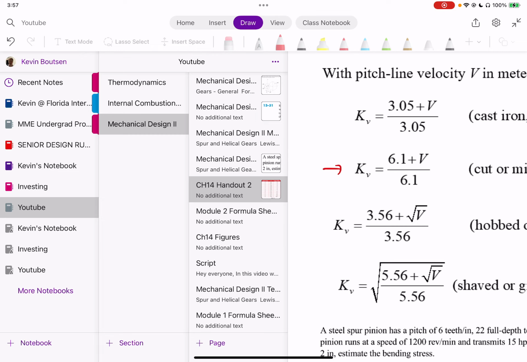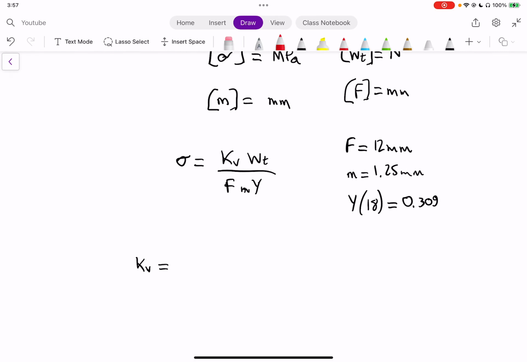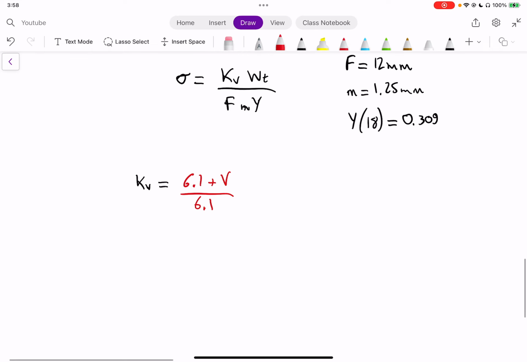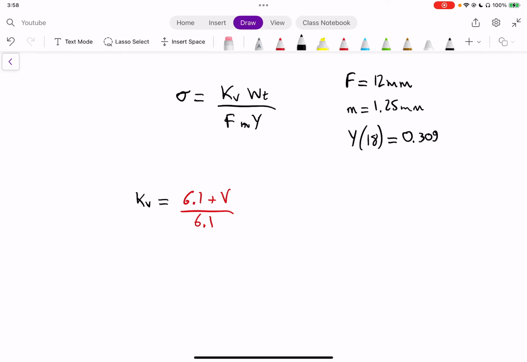So we're going to go with this. We're going to go back to our notes, and we're going to write 6.1 plus V divided by 6.1. Okay, and now what we need to do is find V. Now, in order to find V in SI units, it's a little bit more complicated because in our formula sheet, we haven't written down an actual conversion between SI units and velocity with RPM. So we've only written that V is equal to omega R.